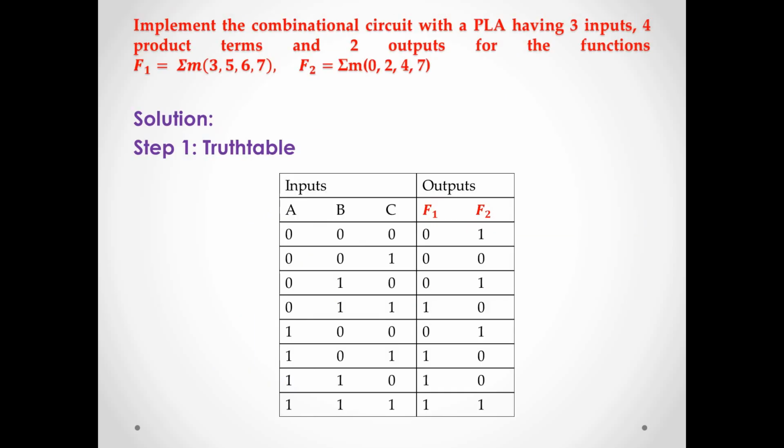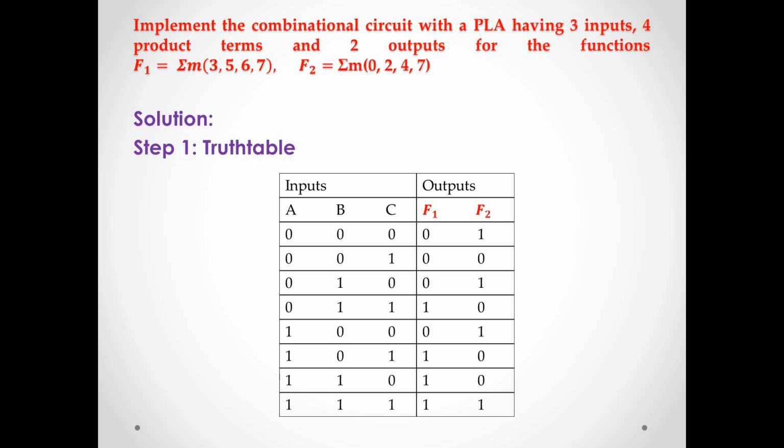The given problem is to implement the combinational circuit with the PLA having 3 inputs, 4 product terms and 2 outputs, for the functions F1 and F2 that are given. So what is given in the problem is 3 inputs, and the condition is that only 4 product terms and 2 outputs can be used for the design. The 2 outputs are F1 and F2 and the product terms must be 4. That is the condition given in the problem.